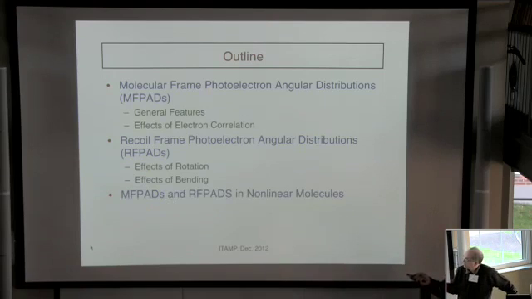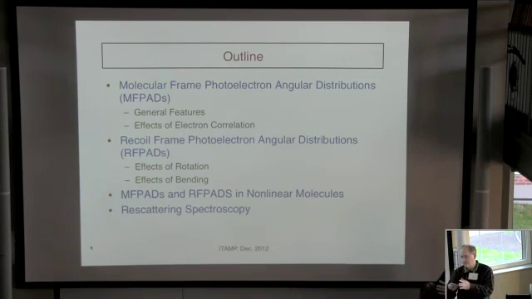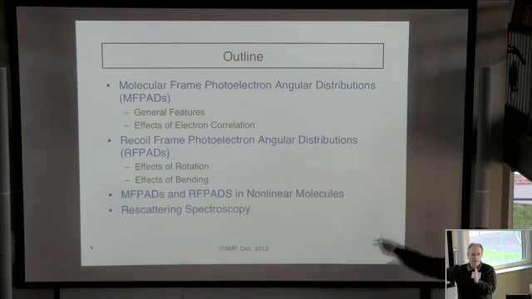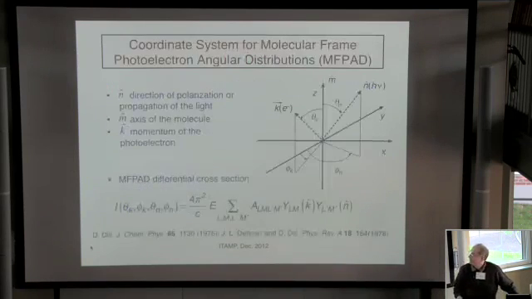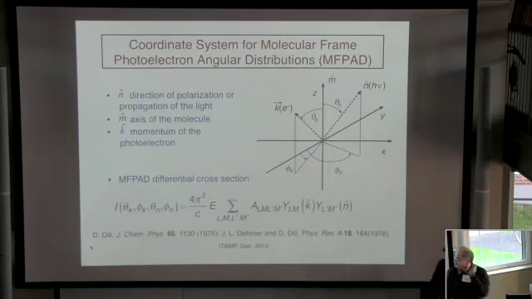And finally, I'll talk a little bit about that. For linear molecules, it's quite simple. For nonlinear molecules, things are a little more complicated. You've got another angle to worry about. And finally, I'll talk a little bit about something called rescattering spectroscopy, which gets at some of the same sort of information. Rescattering spectroscopy is when you have high field ionization, the electron comes back out and then rescatters off the ions. It's a way of getting that electron-ion scattering using high field lasers.